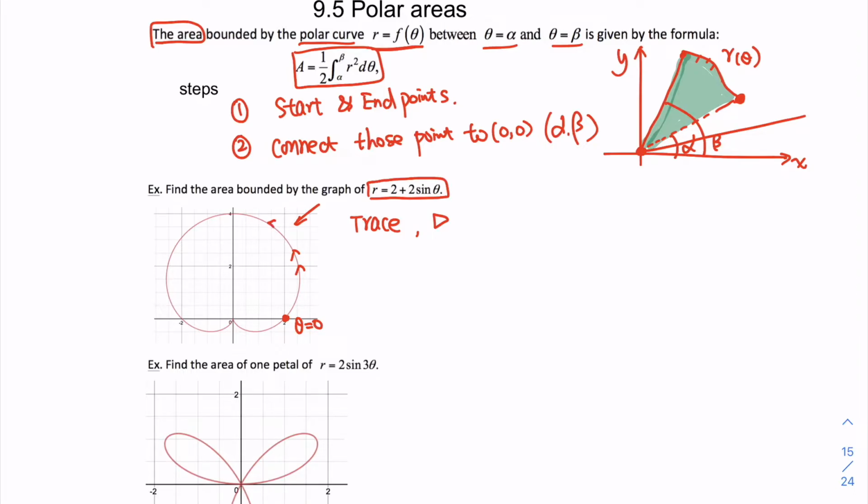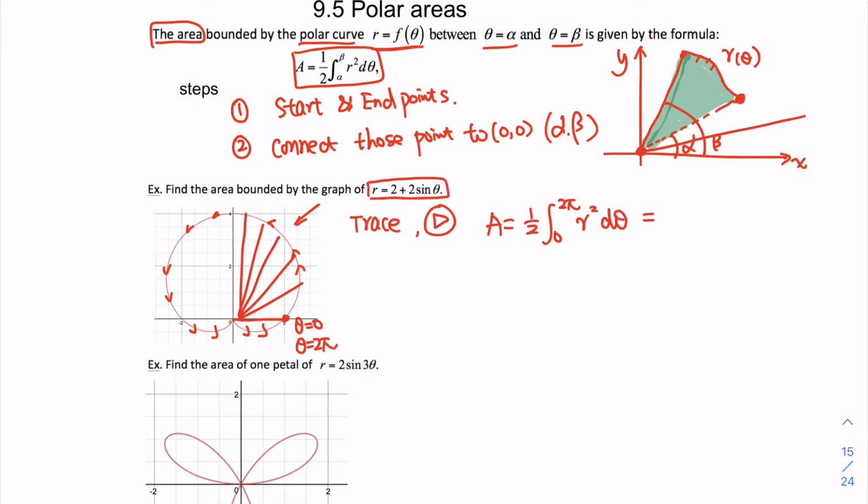As this goes, we want to see when it will come back to the same point to cover the whole region. You see, this is our ray. As the ray goes from the start to the end points, the ray will cover the whole region. That's the area we are looking for. So we can see theta equals 2 pi. So the area is given by 1/2, 0 to 2 pi, r squared d theta. You can plug r in and evaluate this in your calculator, which gives you 18.8496.